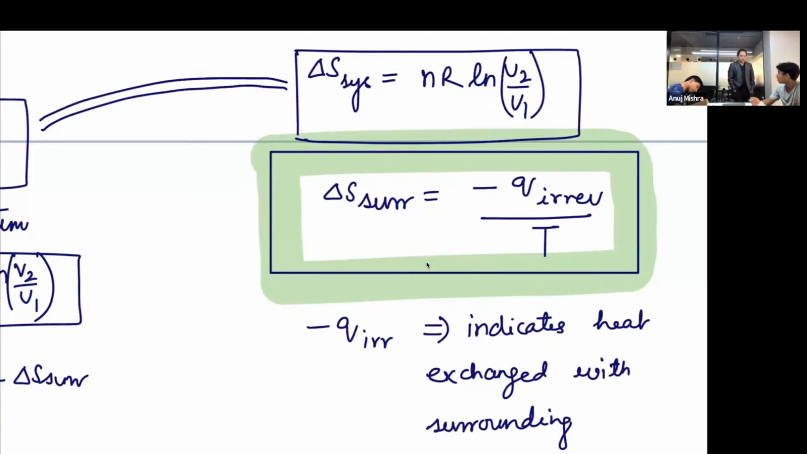Plus है ना minus sign? फिर से सोचो. Minus Q irreversible upon T. Pressure is becoming 10 to 1. Pressure 10 से 1 हो रहा तो क्या हुआ ये केस? Expansion का केस हुआ ना? So do it.